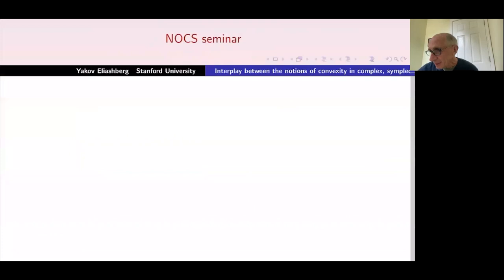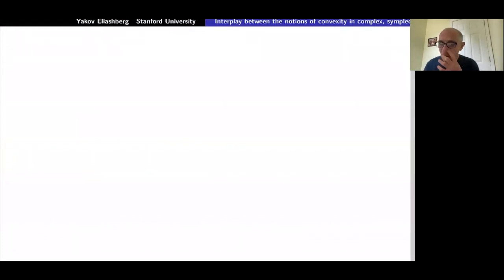As Kai already explained, there is the following fundamental notion of convexity in complex geometry, which we call J-convexity, or, as it is classically called, pseudo-convexity. This is a differential geometric notion. One interpretation is that you take a hypersurface in a complex manifold, or say in CN, and its mean normal curvature in any complex tangent direction is positive.